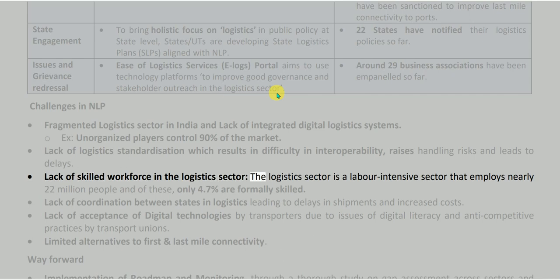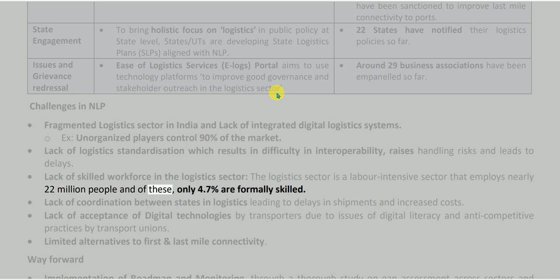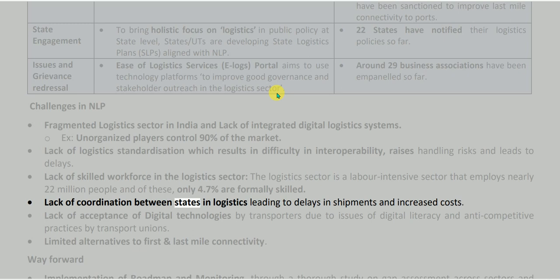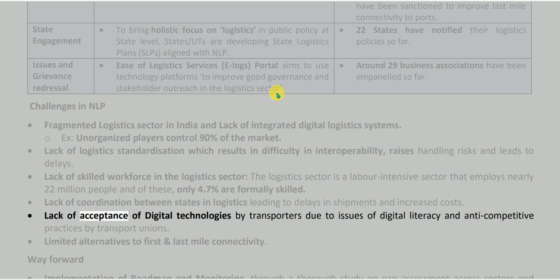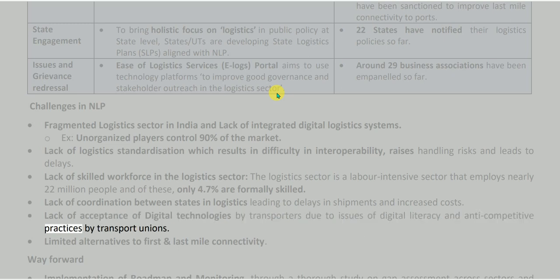The logistics sector is labor-intensive and employs nearly 22 million people, and of these, only 4.7% are formally skilled. There is a lack of coordination between states in logistics, leading to delays in shipments and increased costs. There is a lack of acceptance of digital technologies by transporters due to issues of digital literacy and anti-competitive practices by transport unions. There are limited alternatives to first and last mile connectivity.